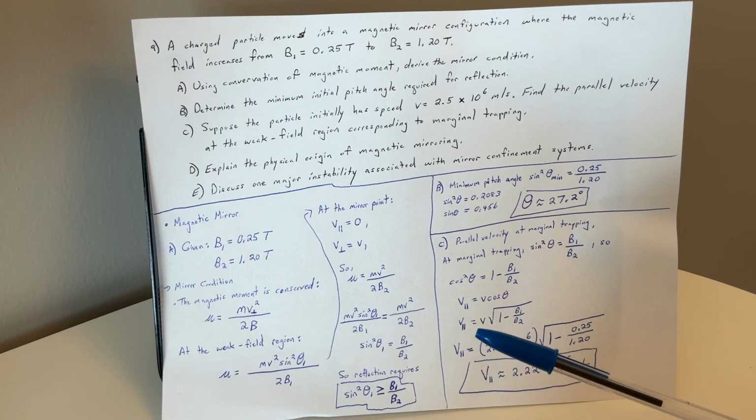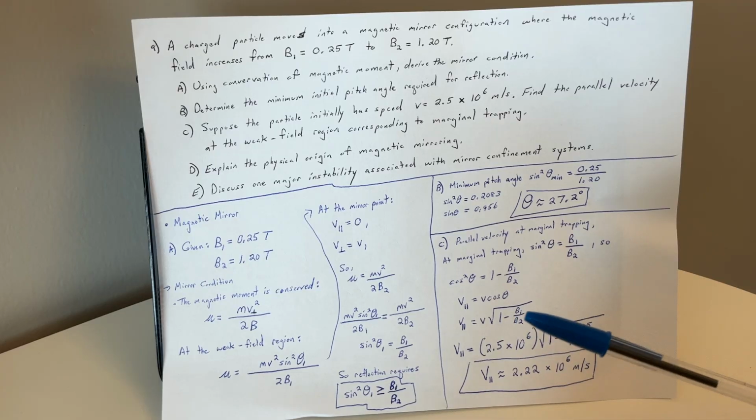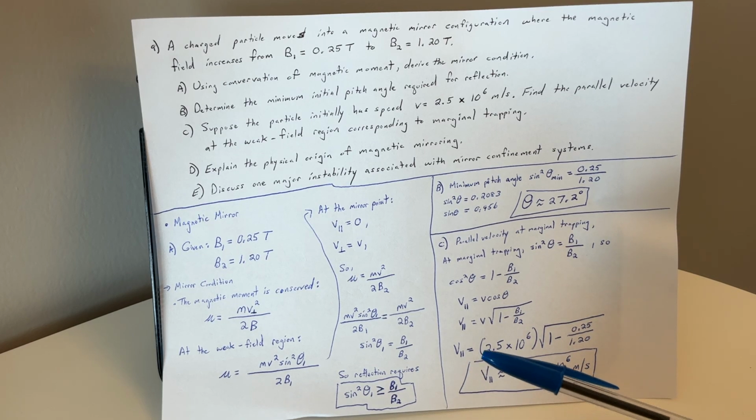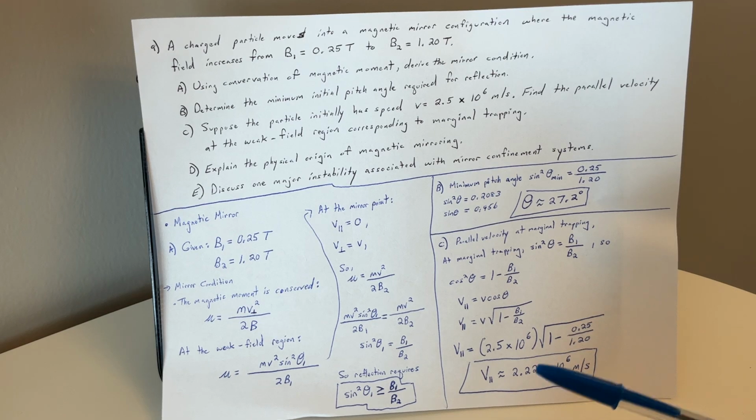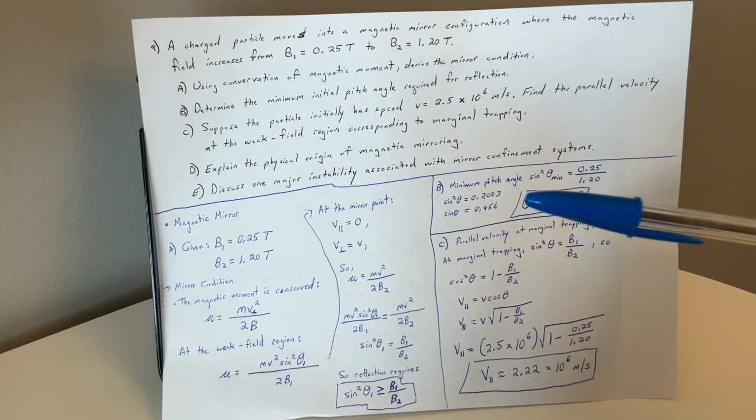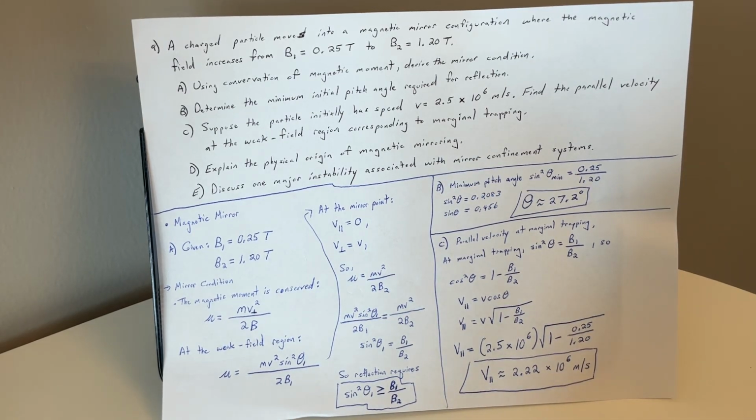Substituting, we get v sub parallel equals v times the square root of 1 minus B sub 1 over B sub 2. So v sub parallel is going to be, substituting, 2.5 times 10 to the 6th times the square root of 1 minus 0.25 over 1.20. So the parallel velocity is approximately 2.22 times 10 to the 6th meters per second. So that takes care of letter C. Moving along to letter D.